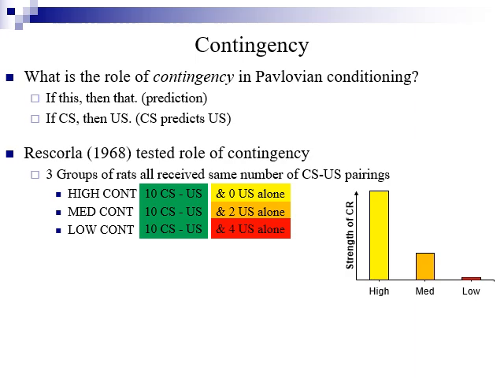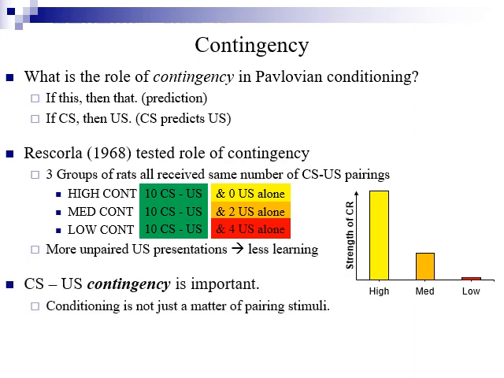So what this revealed is that it's not just how many times the CS and US are paired, but it also depends on whether the CS predicts the US. And the better the CS predicts the US, the better the conditioning will be. So that CS-US contingency is critically important.